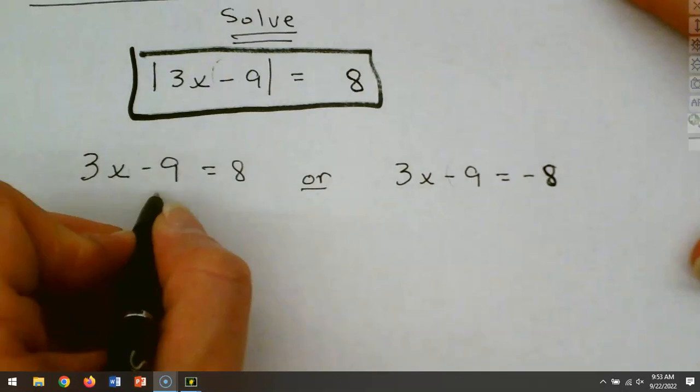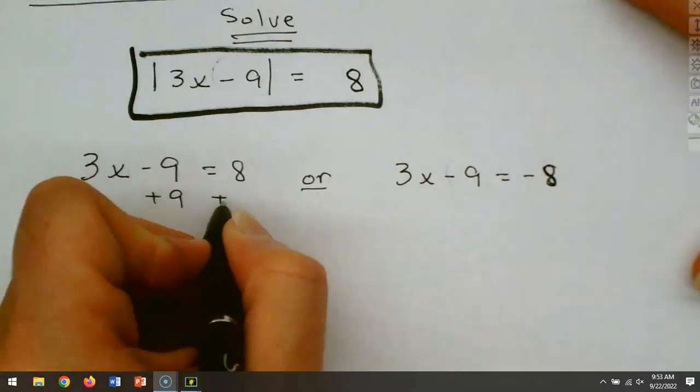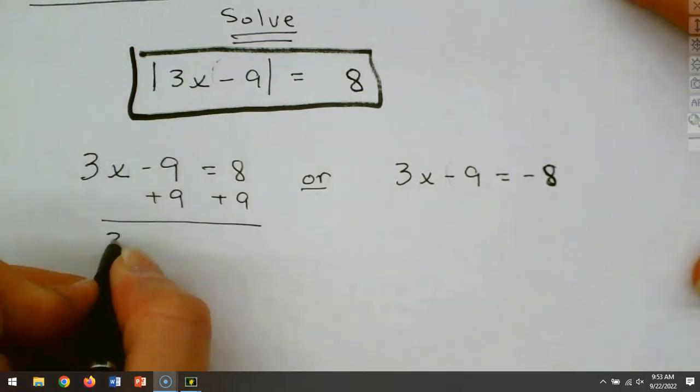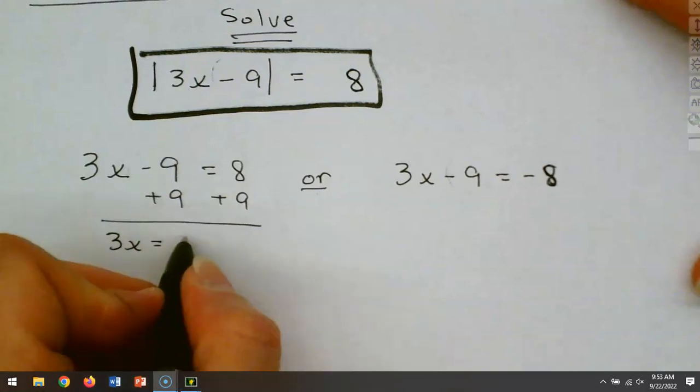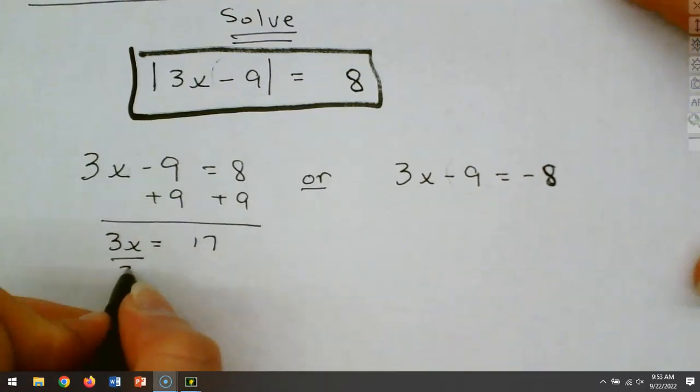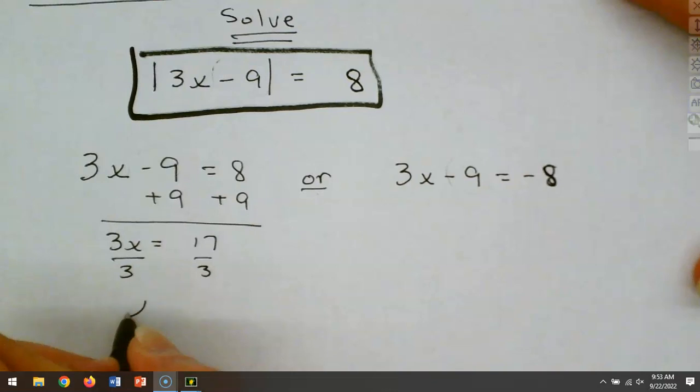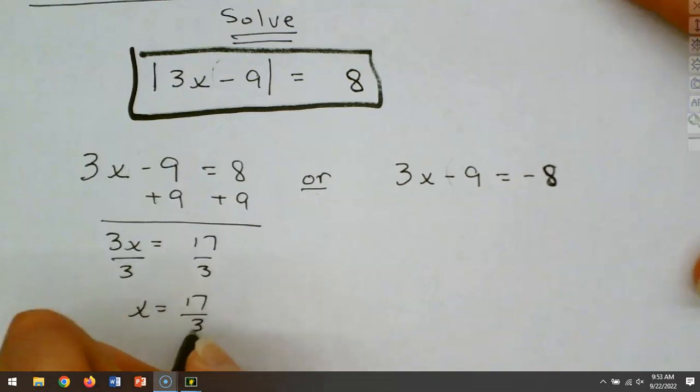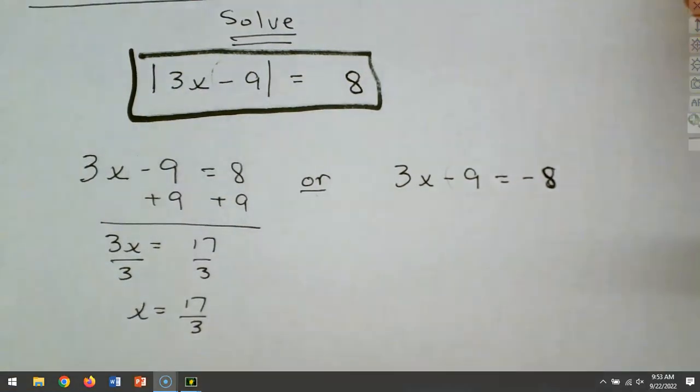So we'll go ahead and solve this quickly. Solve each one independently. So we'll add our 9. So 3x now equals 17. Divide by the 3. And so x equals 17 over 3. There's one solution.